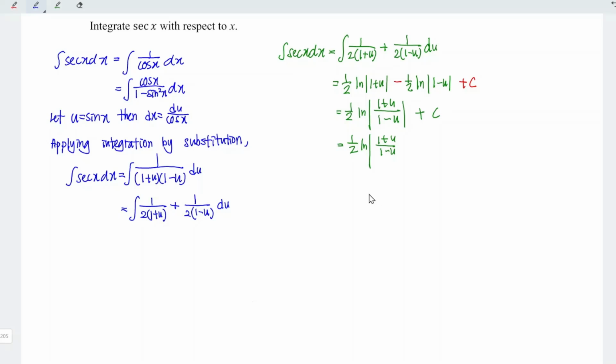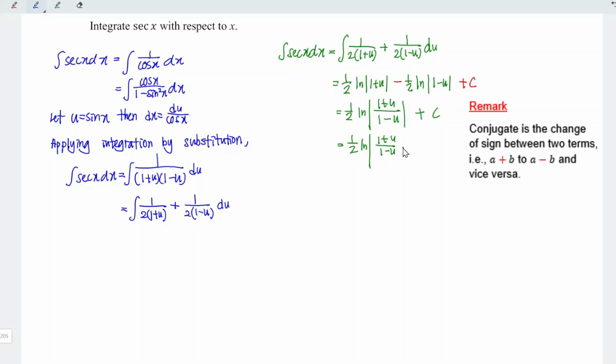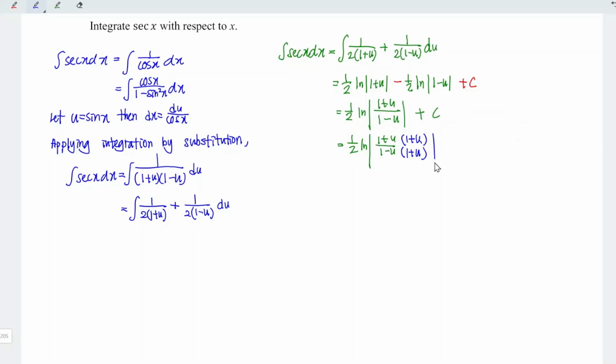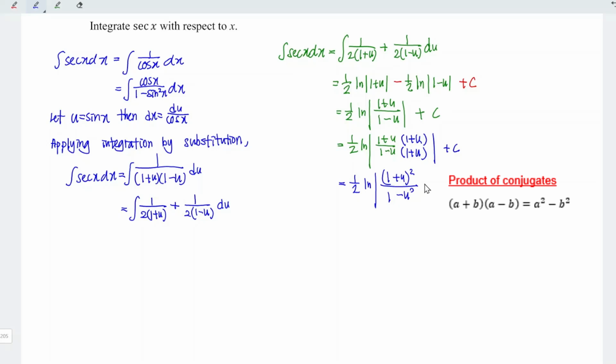Next, I'm going to multiply the denominator by its conjugate, which means that we multiply by 1 plus u. Of course, we cannot simply multiply something to the denominator, but we should make sure we multiply the same thing to the numerator. And don't forget we have the constant c. And this is equal to 1 over 2 ln of (1 plus u) squared divided by 1 minus u squared. And now let's substitute back what u is.